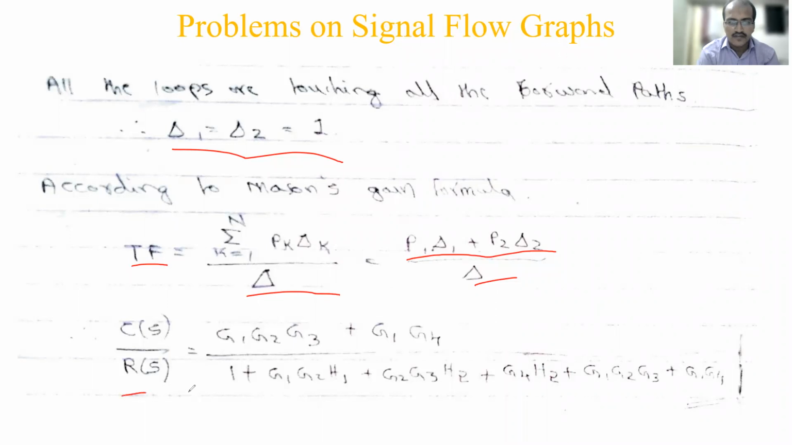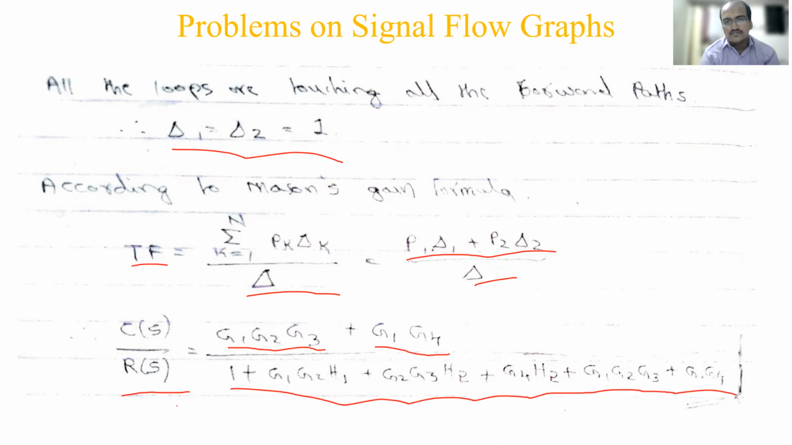So the final answer is written here, C of s by R of s, the transfer function. In the previous case it was Y of s by U of s, right? Whatever was there, the same thing you have to write down. Then P1 is G1, G2, G3, and delta 1 is 1, that's why it is not written. Plus P2 is G1, G4, and delta 2 is 1 again, that's why not mentioned again. Divide by delta. Delta we have calculated, just put it over here: 1 plus G1, G2, H1 plus G2, G3, H2 plus G4, H2 plus G1, G2, G3 plus G1, G4. So this is the problem.